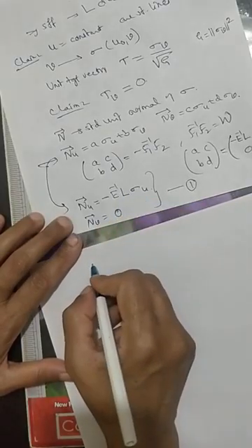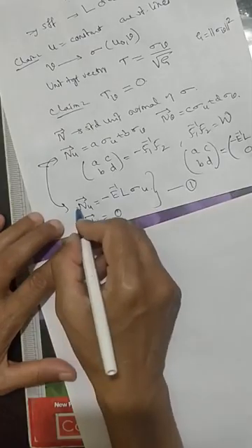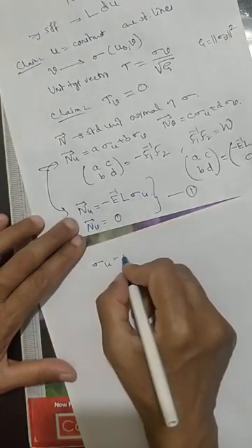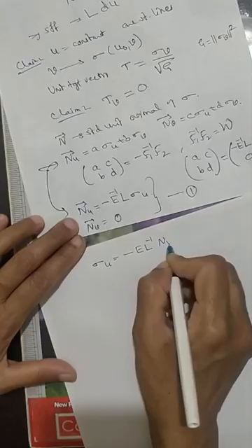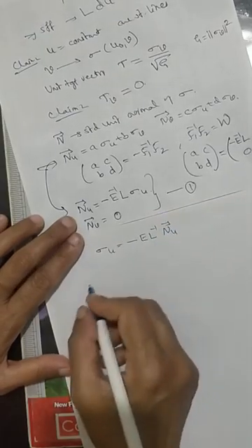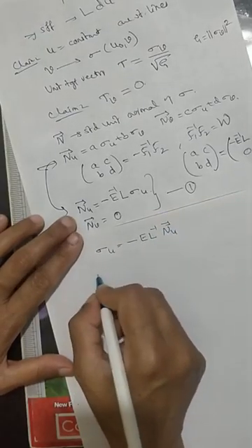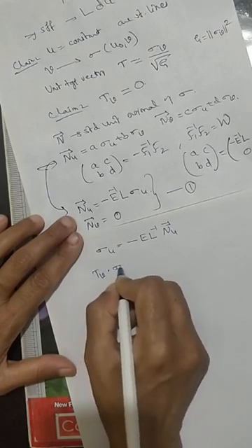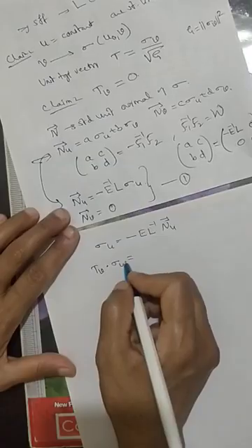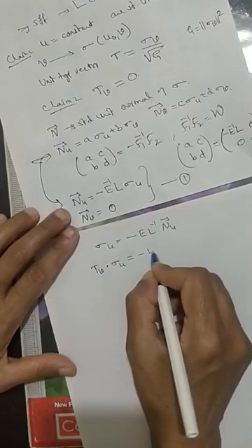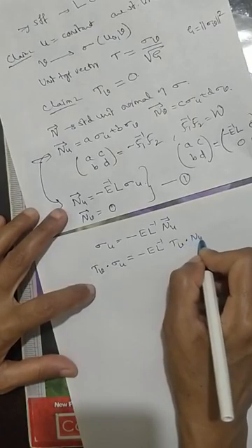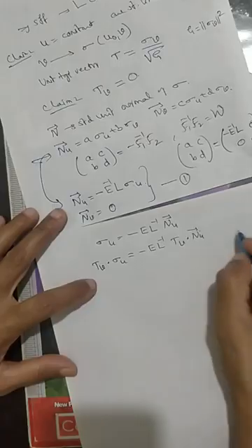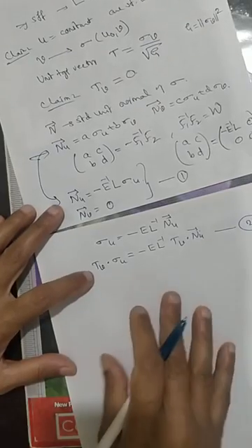So I can write it for sigma u, okay, from this. So sigma u is equal to minus E L inverse N_u, right? So consider the dot product of sigma u with T_v. So consider T_v dot sigma u, right? So T_v dot sigma u is equal to minus E L inverse T_v dot N_u. Okay, so let me call this the second statement.